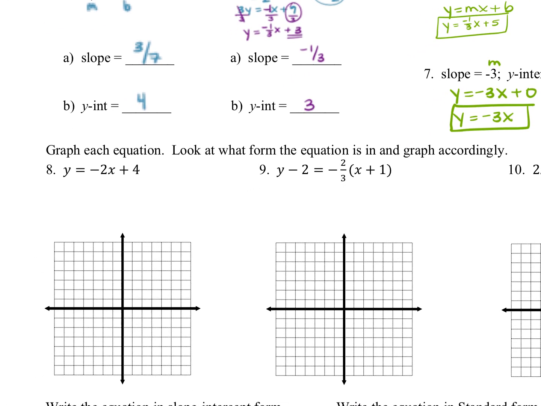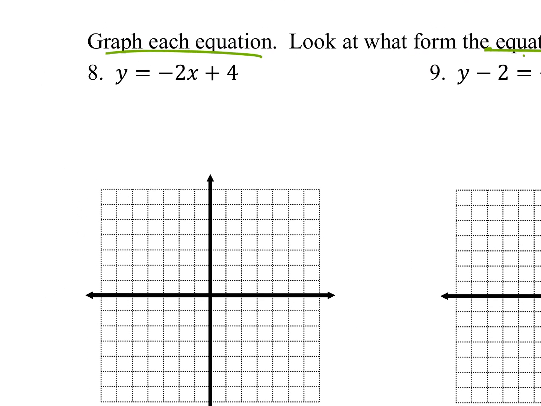All right, on to some graphing. It says graph each equation. Look at what form the equation is in and graph it accordingly. I want you to try to graph it from the form that's been given. Like this one, this is slope-intercept form, right? So we have a slope and we have a y-intercept. Think about which one of those you plot first.